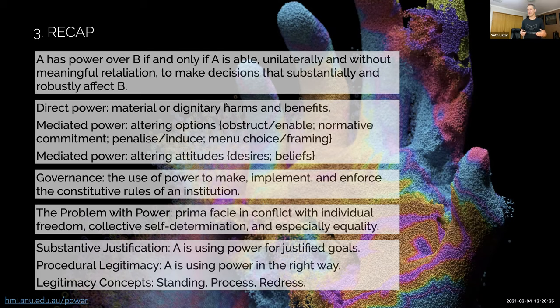Think about the way in which a targeted ad influences your beliefs and your preferences. That's a kind of power. It's not really a governance kind of power. It's a different kind of thing. It's trying to, broadly speaking, manipulate you for the sake of realizing a profit. It's worth distinguishing between that and enforcing the constitutive rules of an institution, stopping people from harming one another.